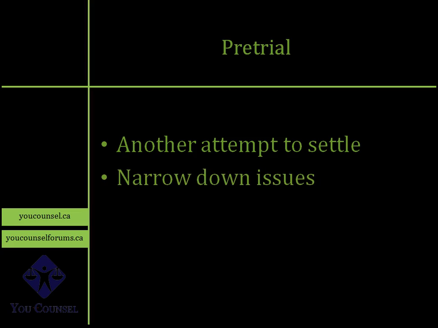If the parties are still not able to resolve their case, then the judge will try to narrow down the issues for trial so that the trial judge knows what legal issues he or she has to decide at trial. And finally, the judge will figure out how many witnesses each side has, how many days it will take to complete the trial, and then schedule the trial dates.